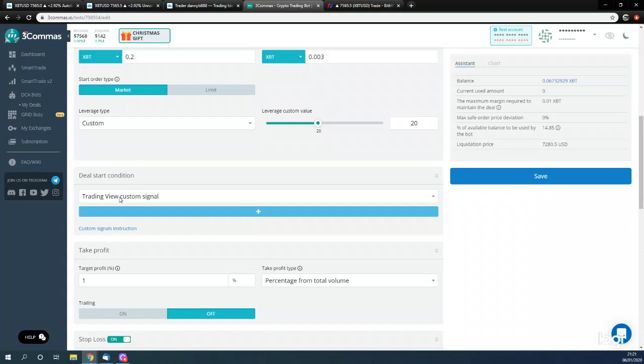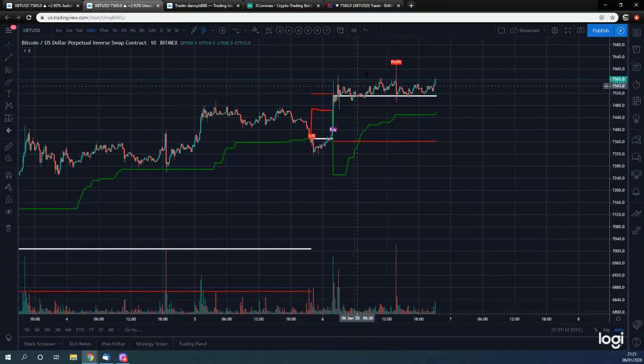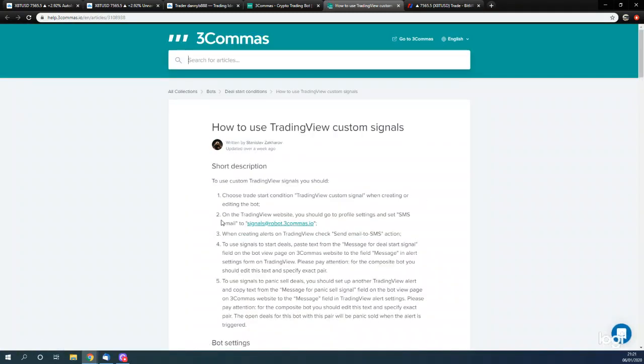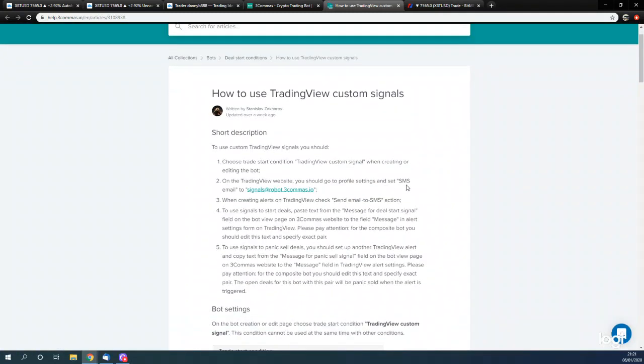And like I showed you before, I'm using a TradingView custom signal. So that is my signals here on TradingView that then send the alert. That's just the one you select, and here are instructions for what you need to do. Basically, on your TradingView, you go to your profile settings, SMS to email. So you set your SMS to email as this address here, because this is the 3Commas email address. So it basically sends a message to here, that then receives your message.